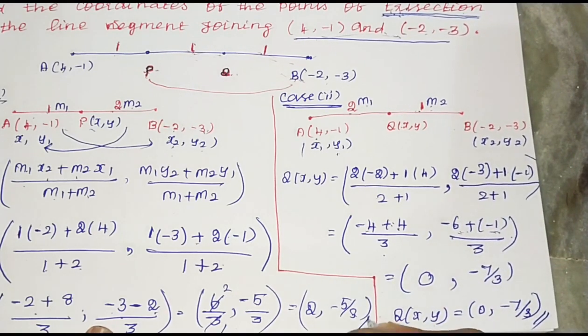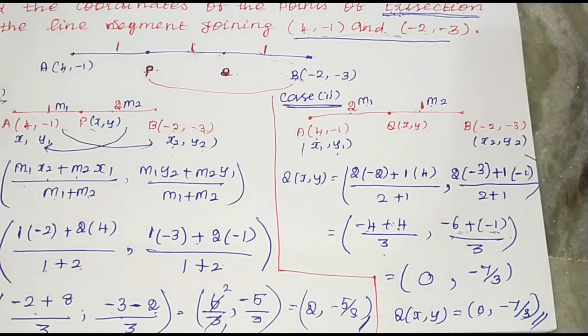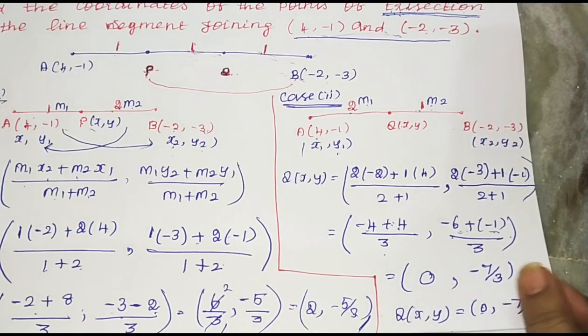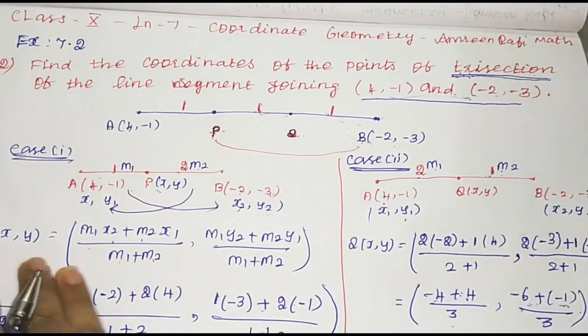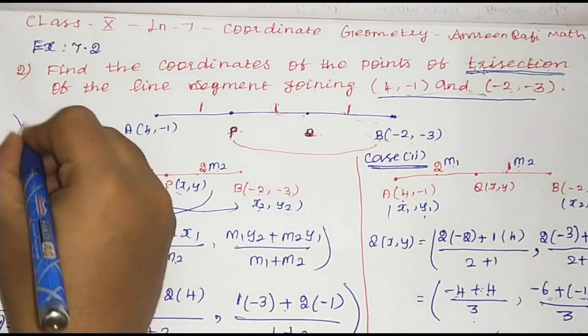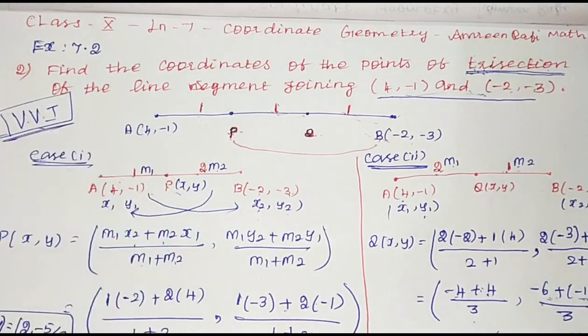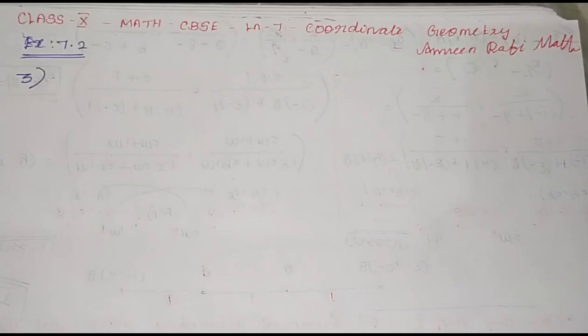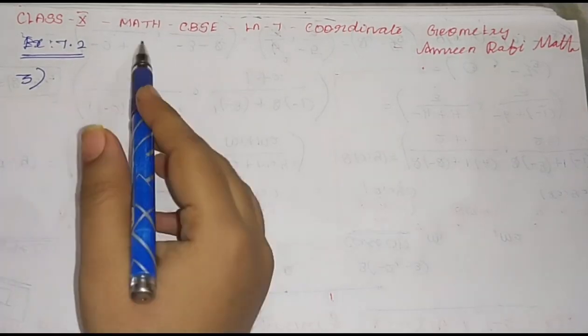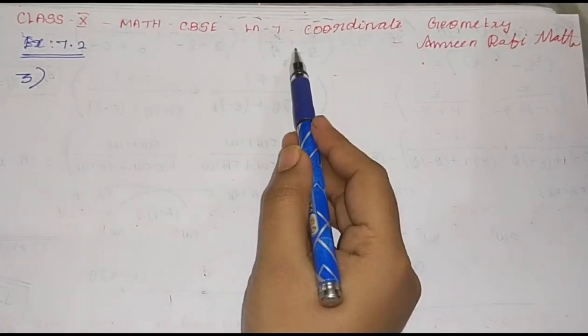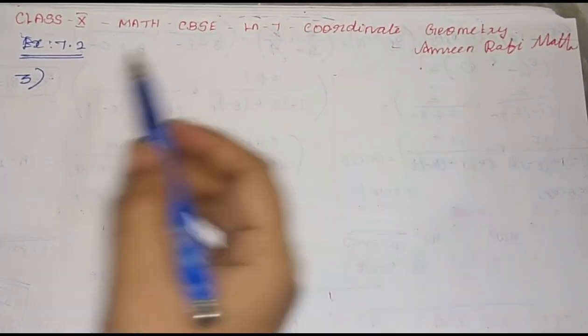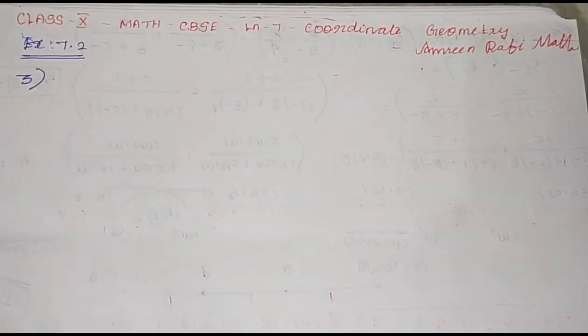This one is P of x comma y, this one is Q of x comma y. I forgot to mention earlier, this sum is very important, a repeater board exam question. Very important sum, repeater board exam question. Class 10 Maths CBSE, Lesson 7 Coordinate Geometry, Exercise 7.2, third sum.